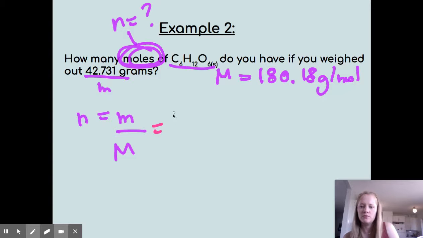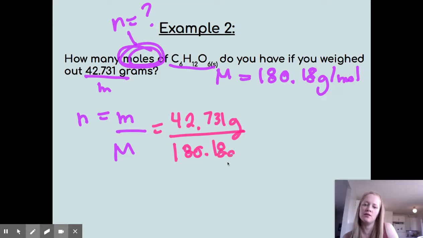So little m is 42.73 grams divided by 180.18 grams per mole. That fraction line means divide, so I type that in my handy dandy calculator, and you should get, let's calculate it out, 42.73 divided by 180.18 equals 0.23715. It's a big decimal.